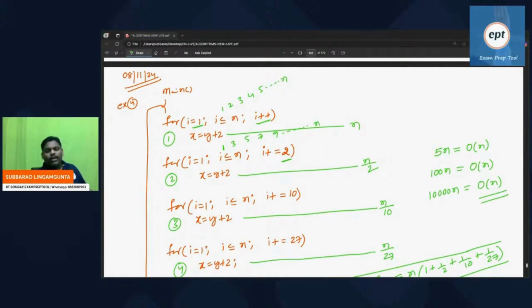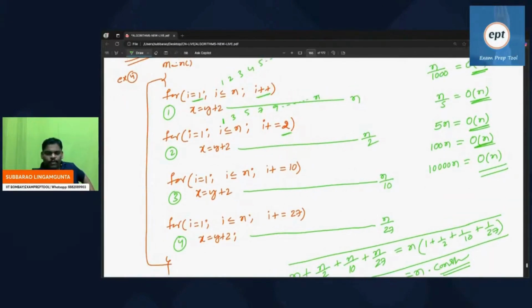N by 2 can also be written as big O of n, so I will write that also. Suppose n by 5, that can also be written as big O of n. Suppose n by 100, that is also big O of n. You can neglect constants. That is the meaning of this line.